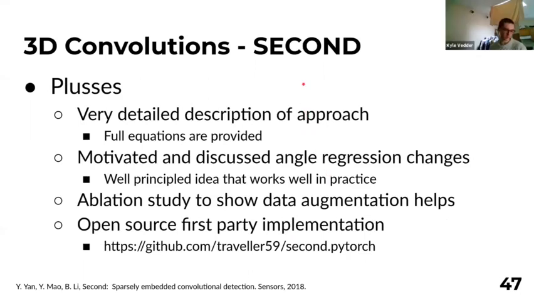So I would say looking at this actual paper as a practitioner looking at the literature, they do a very detailed description of the approach. They provide full mathematical information about how this thing operates, and they motivate and discuss this angle regression change, the thing I mentioned with regards to negative 90 to 90. They explain why this is a failure mode in VoxelNet because of the confusion with direction, and it should be separated out. And they do an ablation study to demonstrate that if they don't use their data augmentation techniques, they get worse performance. And then they also provide an open source first-party implementation. This is the lead author on the paper.